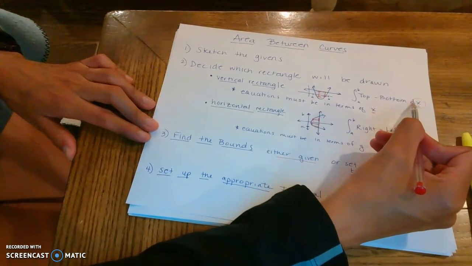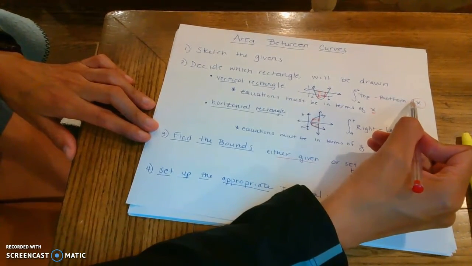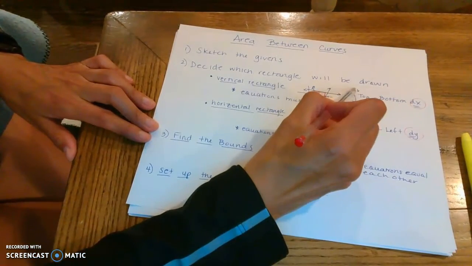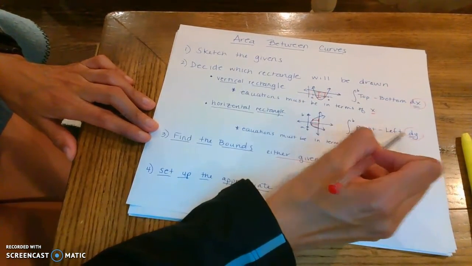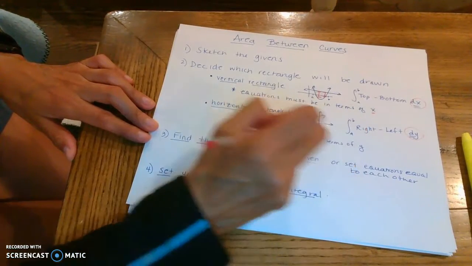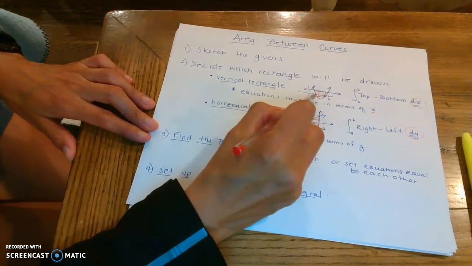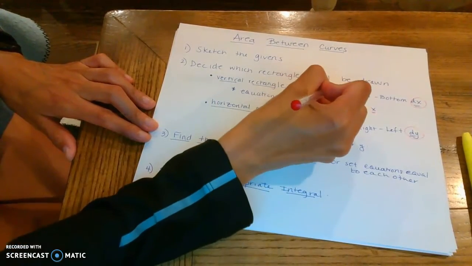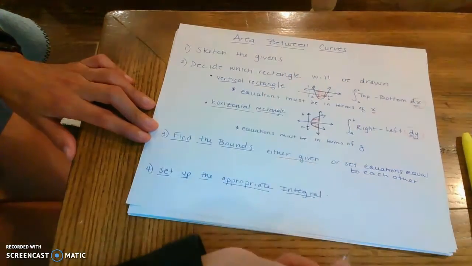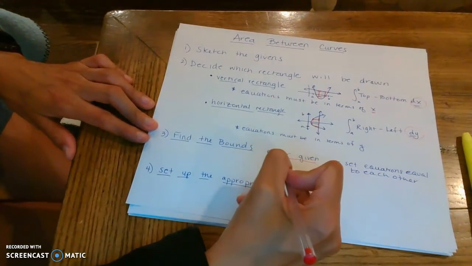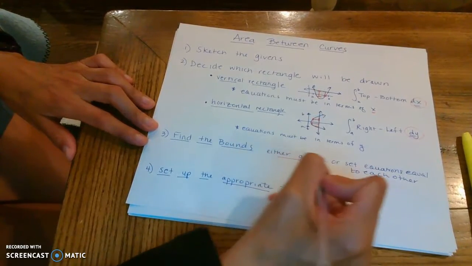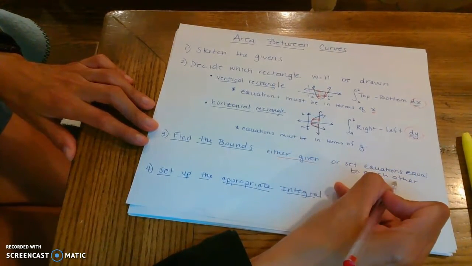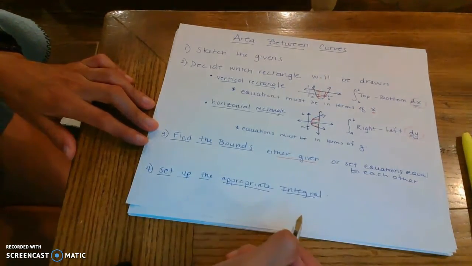If you have your variable of integration in terms of x, it's dx, well, my bounds are going to be x values. If it's dy, my bounds will be y values. It's coming off the y-axis. Here, those bounds are coming off the x-axis, and those bounds are occurring where those two functions intersect. So if they don't give you bounds, you can go ahead and set the equations equal to each other to find the bounds. And the last piece would be to set up the integral.